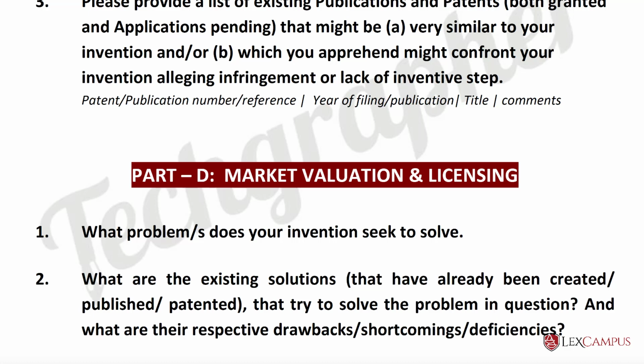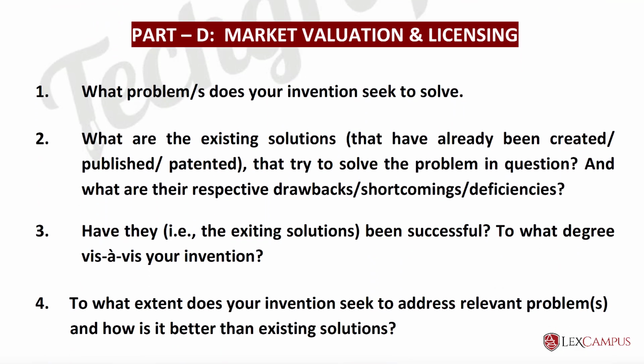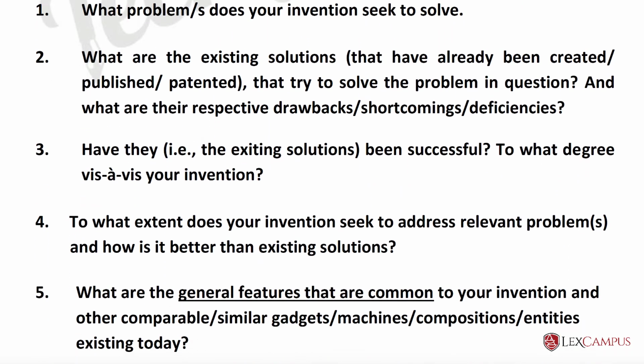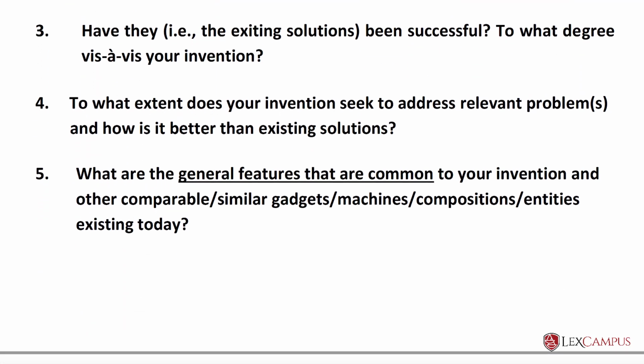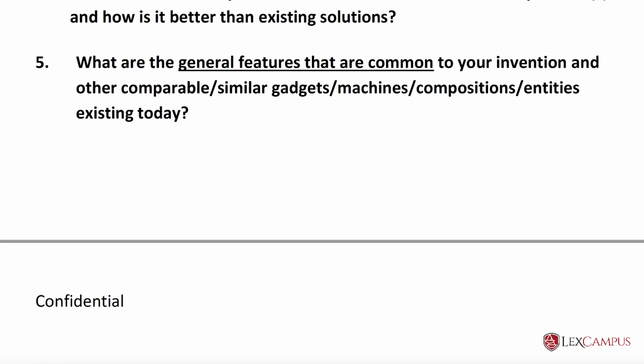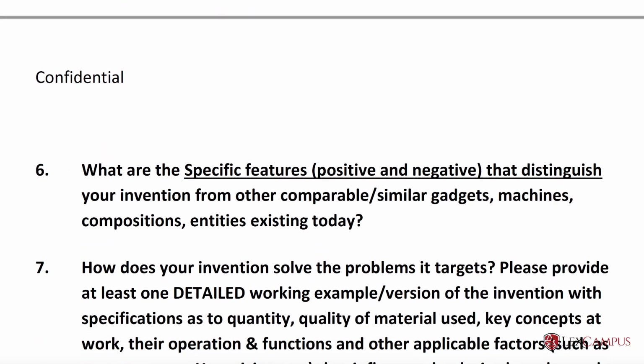What was the problem that the invention solved? What are the existing solutions? Have the existing solutions been successful? What does your invention seek to address, and to what extent does it seek to address an existing problem? The general features that are common to your invention. Specific features that distinguish your invention.